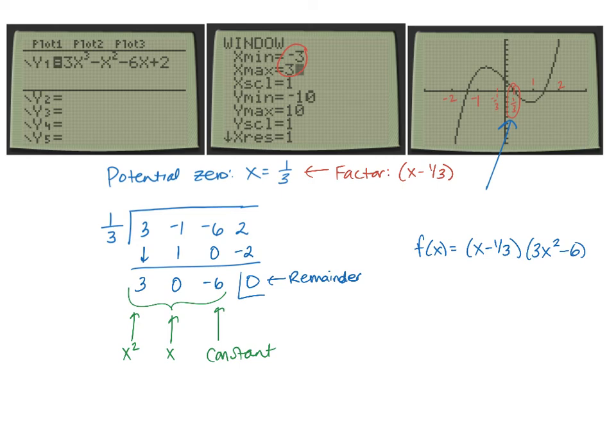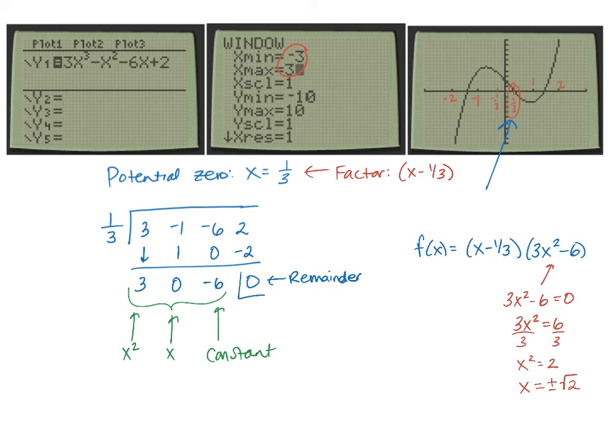So we want to use this quotient that came from our synthetic division to find the remaining zeros. Think about working with your 3x squared minus 6. When would that be equal to 0? Adding 6, we have 3x squared is equal to 6. Dividing by 3, we have x squared is equal to 2. So x is either plus or minus the square root of 2, taking the square root of both sides.